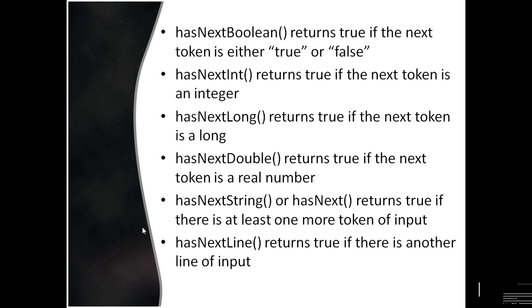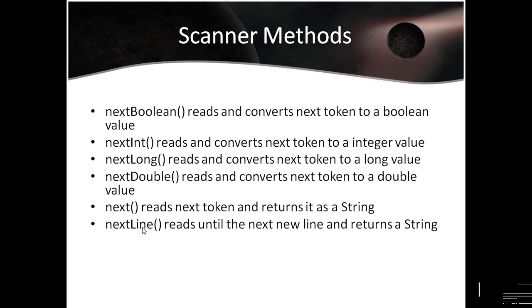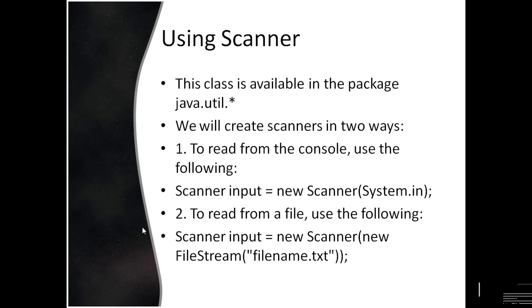And the next ones are hasNext for the same data types. hasNext for strings: if the next input is a string data type, it will return true. Otherwise, it will return false. Like this, you can use different methods. You can go through these points of the Scanner class one by one, and if you have any doubts, I'll explain. Otherwise, we go for an example.